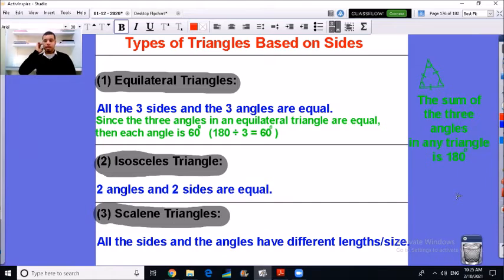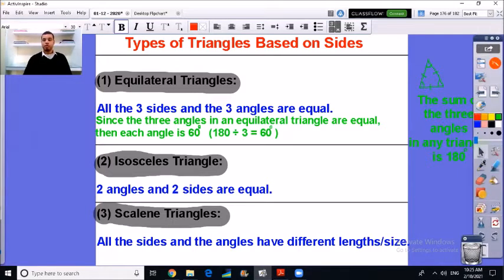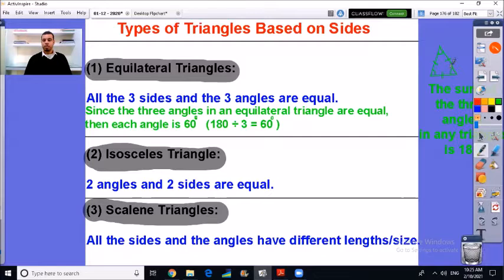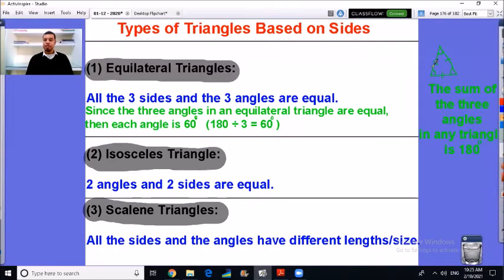So if the three sides have the same length, this is an equilateral triangle. This is the first type that we're learning today. Equi means equal, this is in Latin. Lateral means side. So equal sides. All the three sides and the three angles are equal in an equilateral triangle.